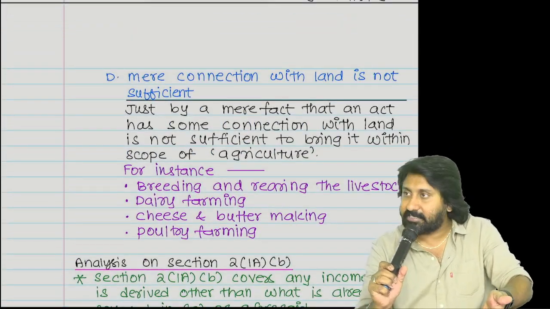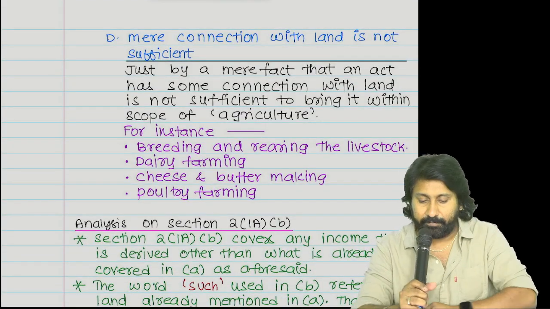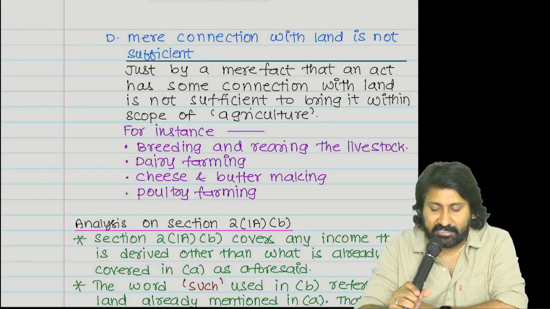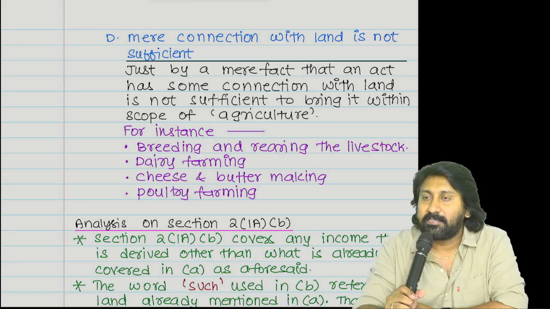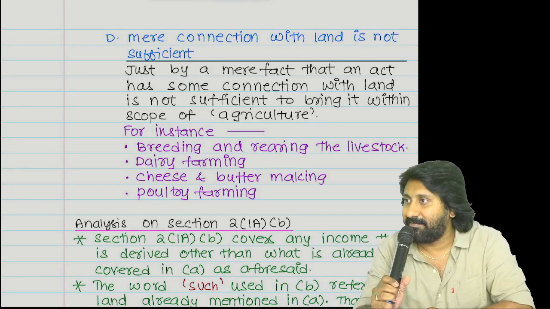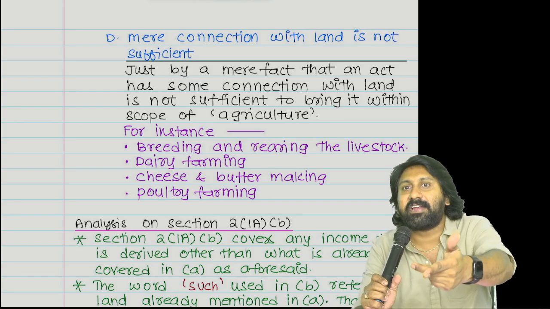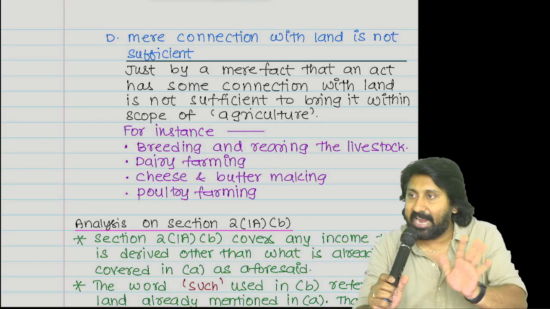I think we already discussed point D. Mere connection with the land is not sufficient. Read. Just by the mere fact that an act has some connection with the land is not sufficient to bring it within the scope of agriculture. For instance, breeding and rearing of livestock. Livestock, ox and bulls, will be working on agricultural land. Now, will the sale of that livestock become agricultural income? No. So mere connection with the land is not sufficient.